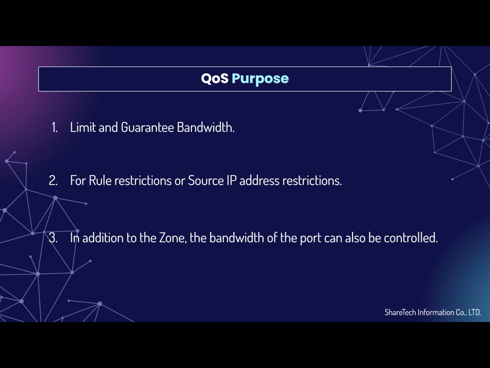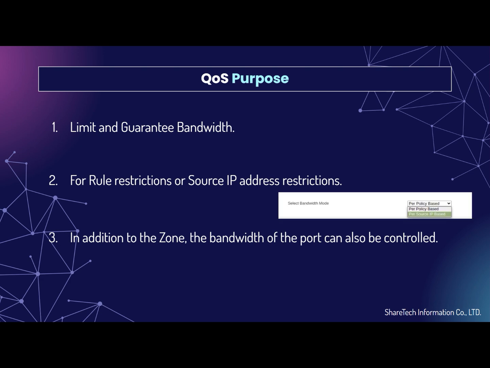The first one is it can limit and guarantee bandwidth. Guaranteeing bandwidth means calculating based on the maximum capacity that the entire interface can provide. For example, if the maximum external bandwidth is only 100 megabits per second, it is impossible to guarantee more than 100 megabits because 100 megabits already exceeds the line bandwidth limit.